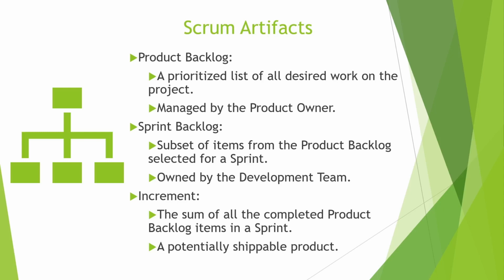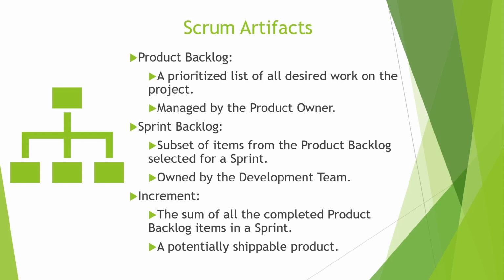A product backlog is a prioritized list of all desired work on the project. So let's say you have 100 features that you want to implement. You would need to prioritize those. A product manager would prioritize them and make them available for the development team. A sprint backlog is a subset of the items from the product backlog, the particular tasks that your development team is going to work towards. So a sprint backlog is owned by the development team.